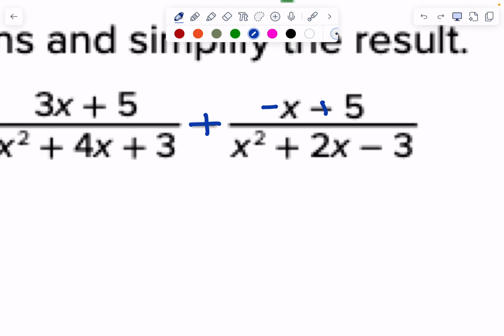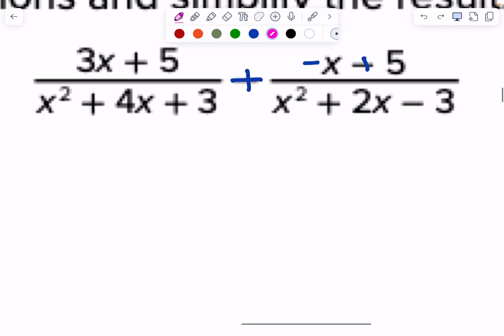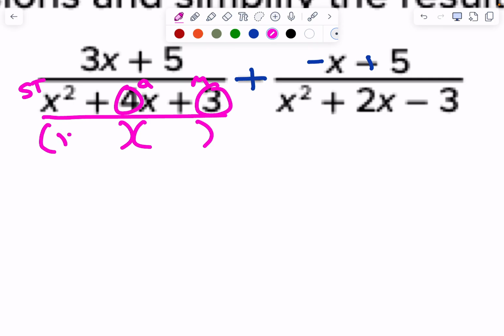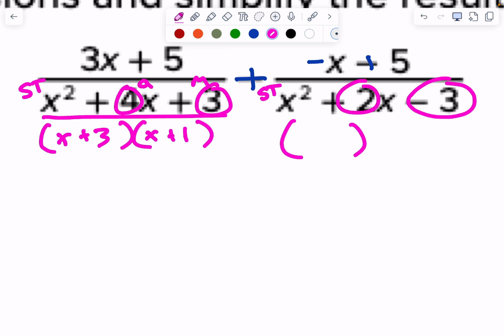Okay, now we need to find a common denominator. But before we do that, let's break the denominators down. This is a simple trinomial. What can you multiply to get 3, but when you add them, give you 4? Positives for both, x plus 3, x plus 1. Also a simple trinomial over here. Multiply to get negative 3, add to get positive 2. x plus 3 and x minus 1, okay?